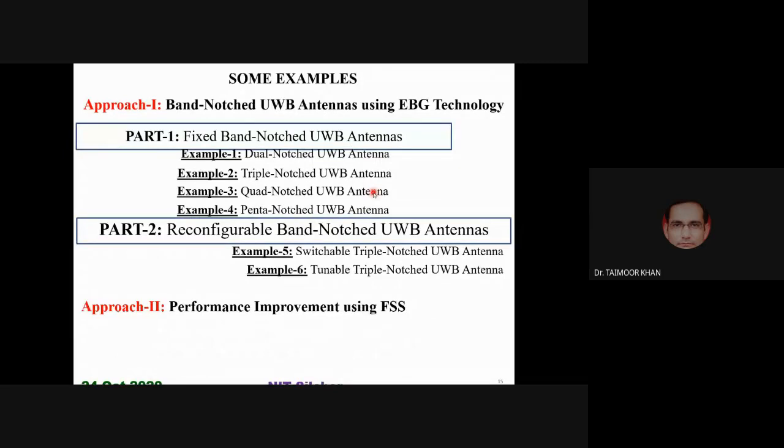Then approach two will come, where I am going to discuss two different examples of performance enhancement using FSS, frequency selective surfaces, which are basically an extension of the EBG unit cell.